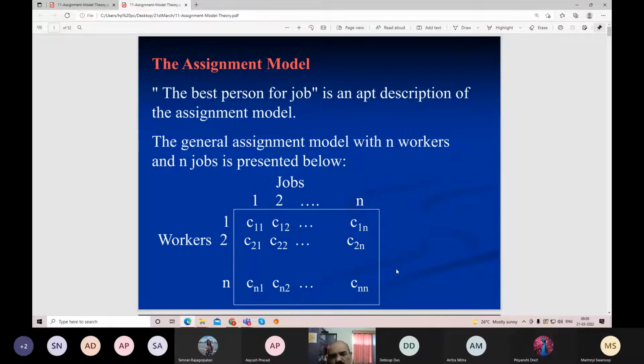So we have to apply a method. Generally in this assignment model, we use a particular algorithm. I'll mention that. This is the assignment matrix given to us, so we have to solve the problem. Okay.